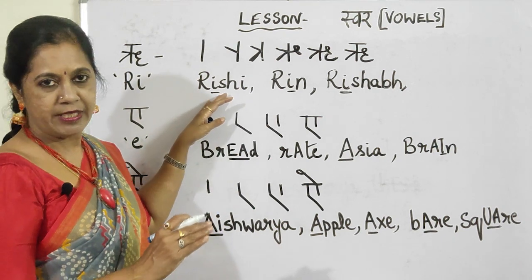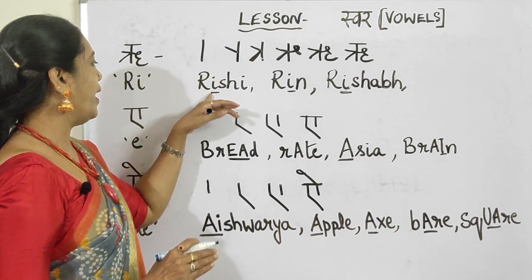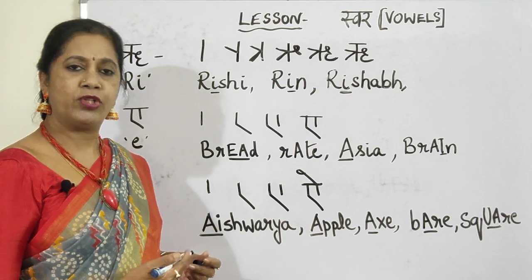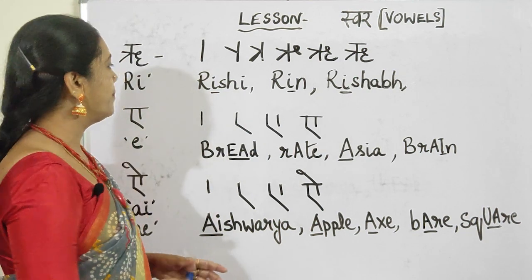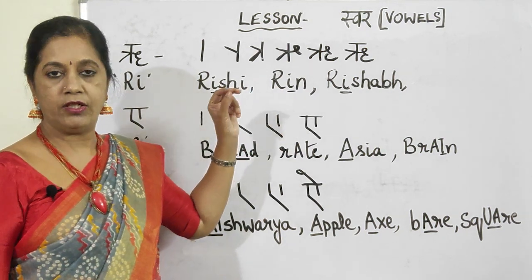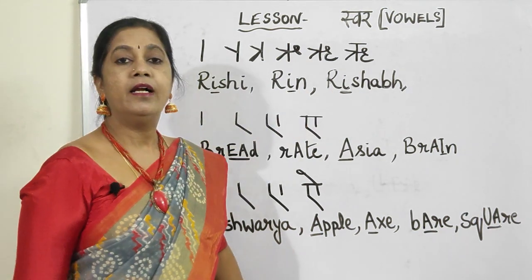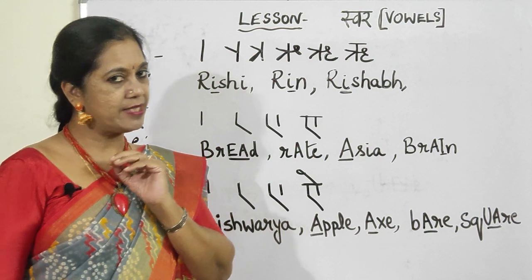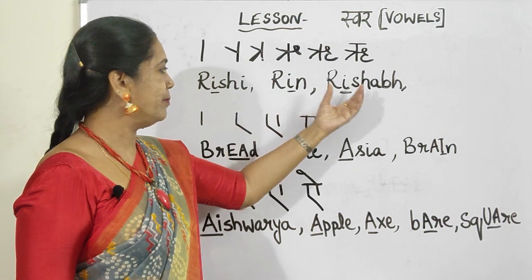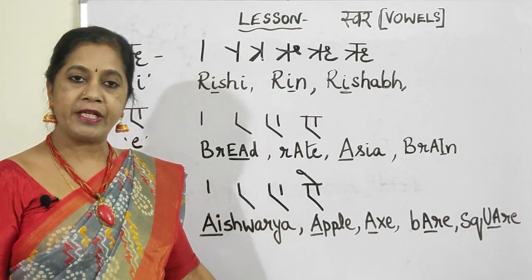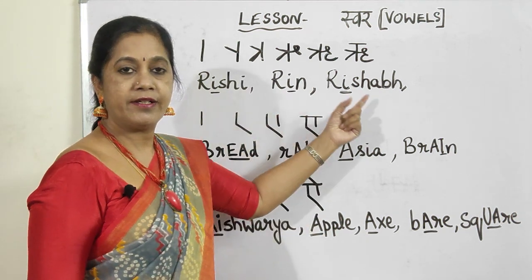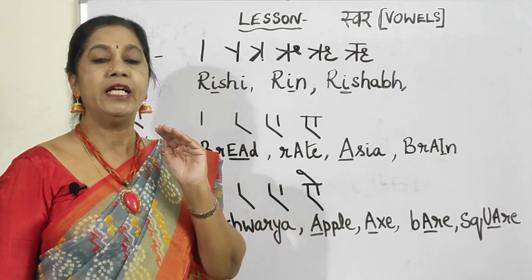Now I told you it was very difficult for me to get some English words for it, so I have taken Sanskrit words only. But you might be familiar with these words. So I thought, let me go with some easy words. Rishi, Ri. Okay. Rishi, Rin. It is Rin. And Rishabh. Now next time when you call any of your friends who have these names, you should pronounce it right. Okay? Rishabh, Rishi, Rin. So now you know the pronunciation of Ri.